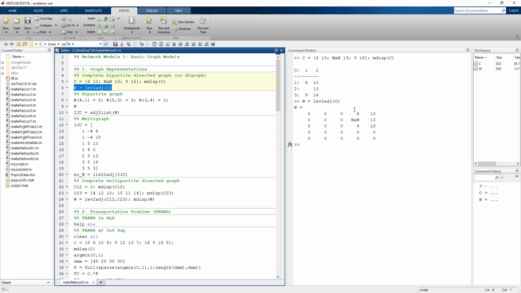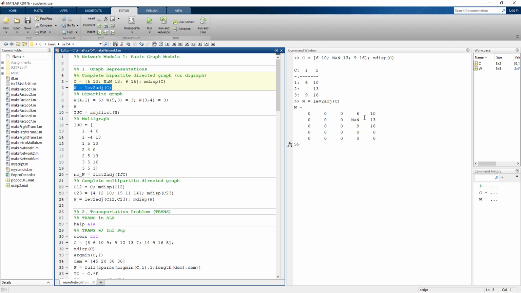And the only possible arcs are this upper portion of the adjacency matrix, this 3 by 2 portion that represents the interlevel matrix. Everything else is 0. And in this case, the not a number is carried over into the adjacency matrix.